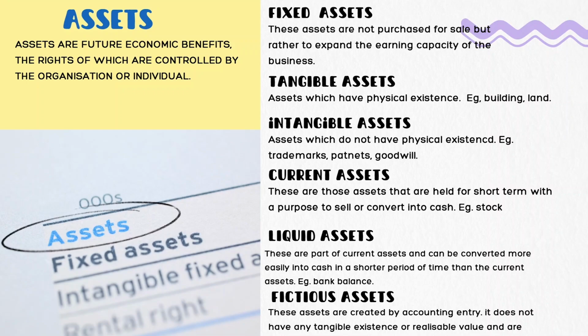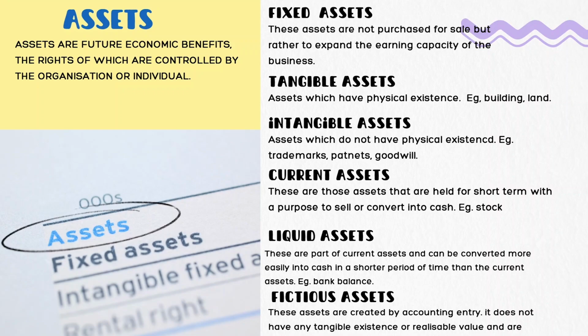Next, we have tangible assets. The word tangible means anything which can be touched and felt physically. So those assets which have physical existence are termed as tangible assets. From my earlier example, the display unit is a tangible asset. Intangible assets are those which do not have physical existence. For example, goodwill, trademarks, patents, computer software. These assets can't be touched, can't be seen, but they do have certain impact and they are called intangible assets.